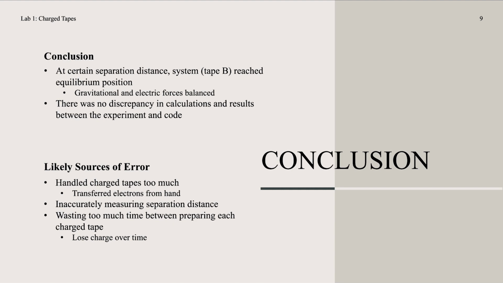However, a likely source of error was handling the charged tapes too much before holding them close together. Additionally, measuring the separation distance with a ruler was difficult because I was already holding one piece of tape with both hands. The first positively charged tape could have lost some of its charge to electrons in the atmosphere as I was preparing the second.